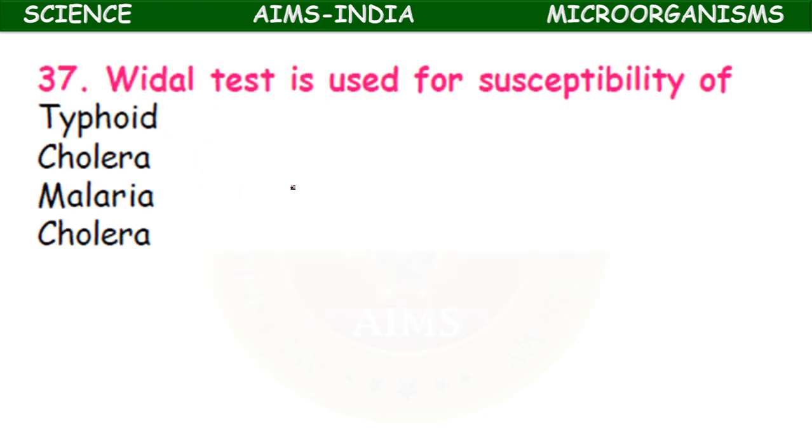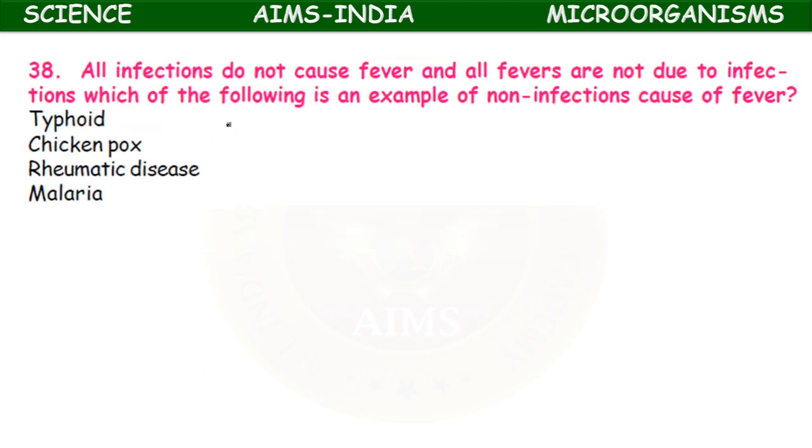Vidal test is used for susceptibility of typhoid, cholera, malaria. Again cholera given. Vidal test is related to typhoid disease. Typhoid fever is confirmed by doing the Vidal test. The pathogen laboratory will do that test.